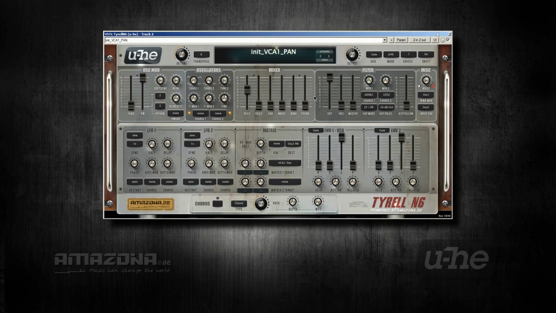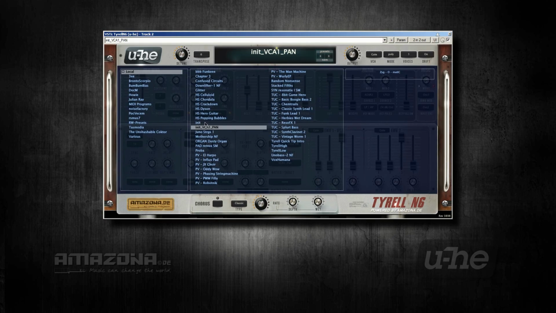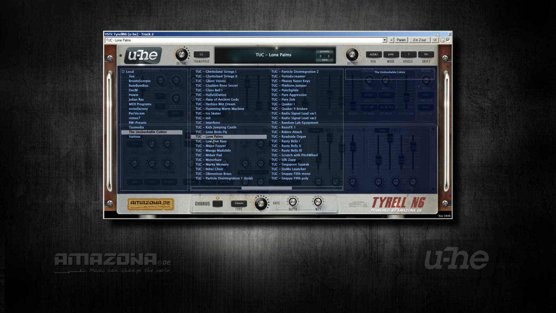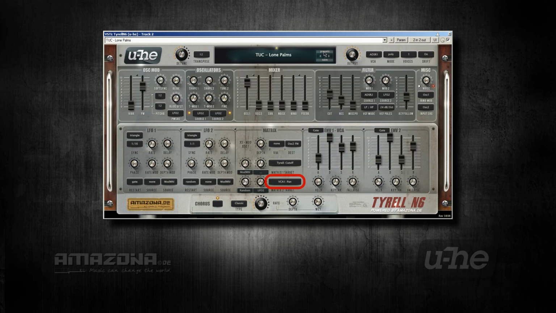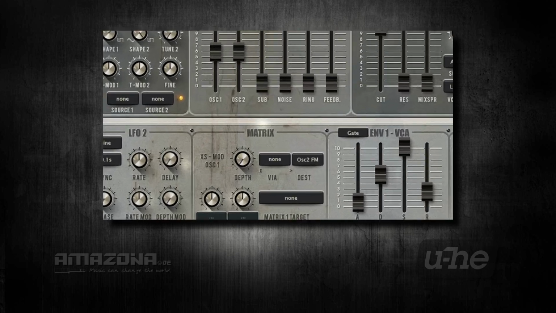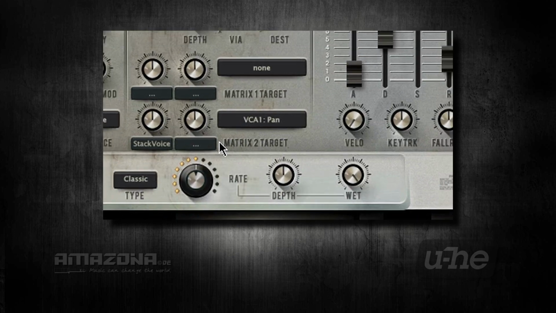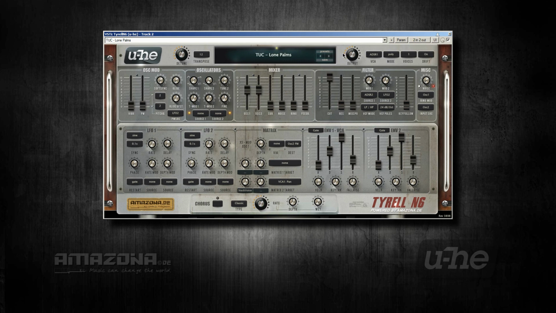The easiest and quickest way would be to browse through the presets and find one preset that has that parameter already selected. Reset all other parameters to their default position and select Stack Voice as a corresponding modulator for VCA1pan. What you'll end up with is a Tyrell in its initialized state, ready to give its voices some stereo width. You can even save that state as a preset.